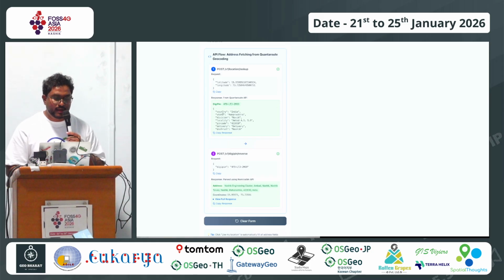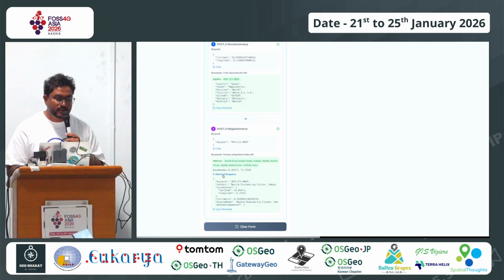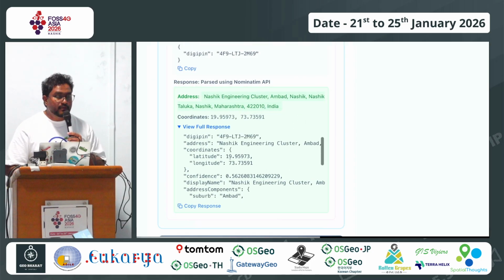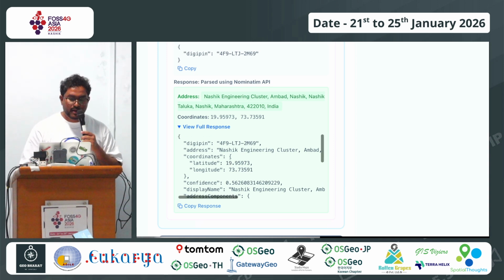First, it automatically got all this information from this QuantaRoute Geocoding API. Then it goes to look into the OSM, what kind of data is there in the OSM. And I'm zooming in a little bit. I think I can claim this is the only API that can give a DIGIPIN to an OSM address as well, based on how it gets reverse geocoded.